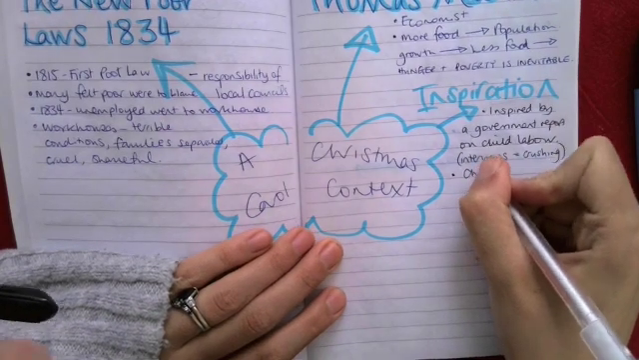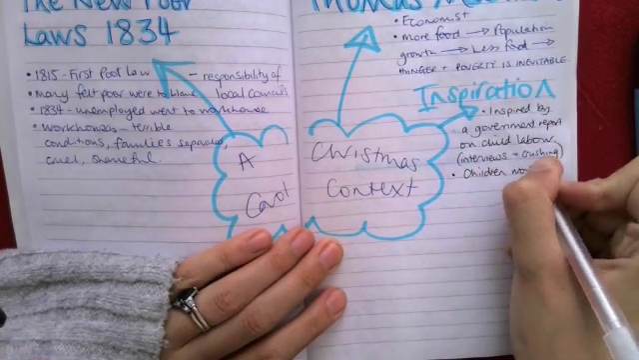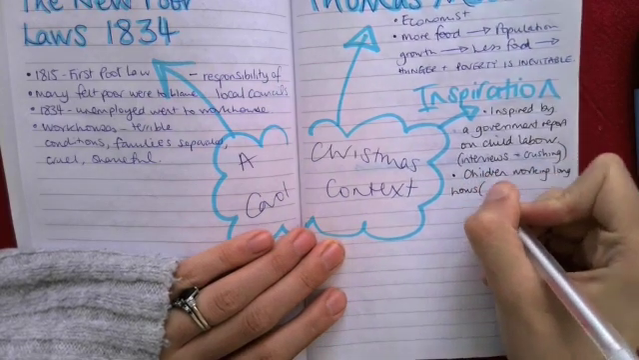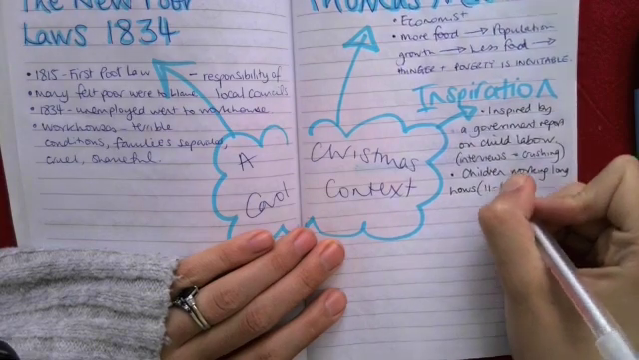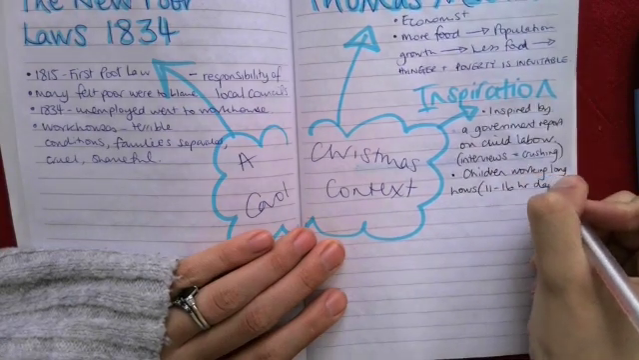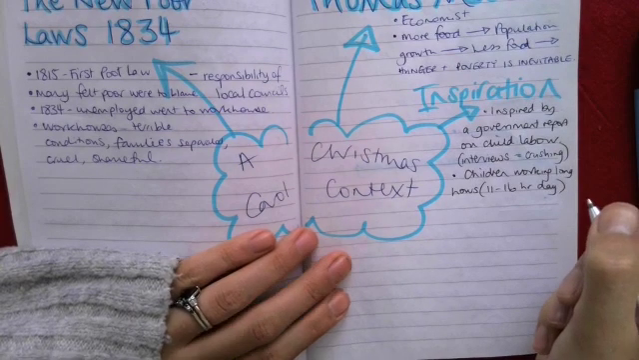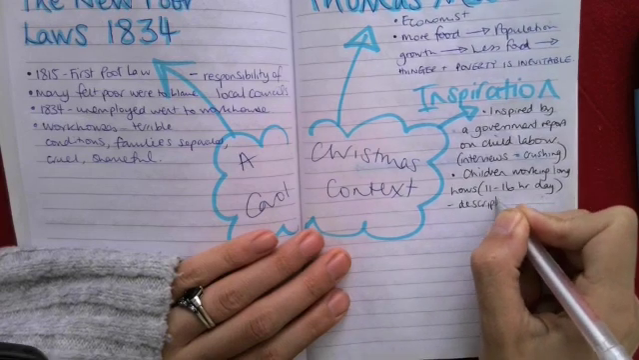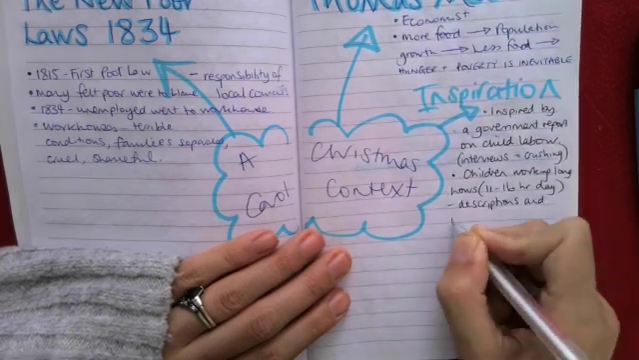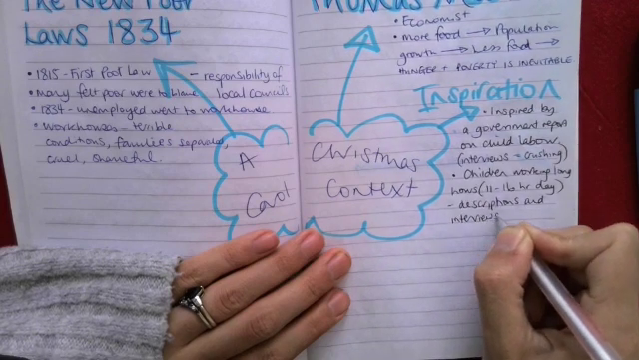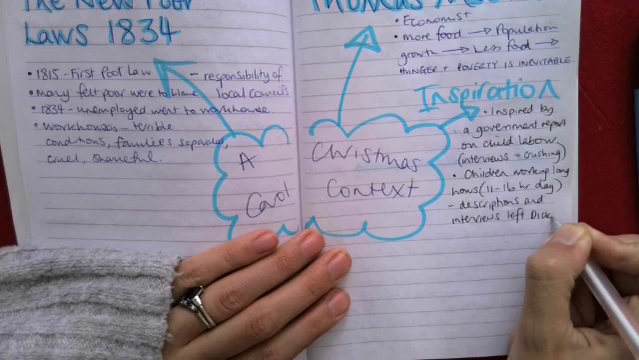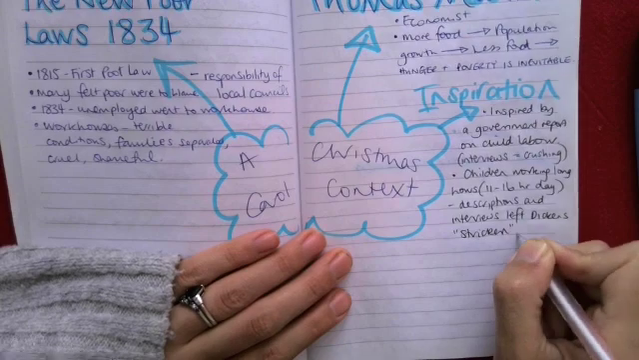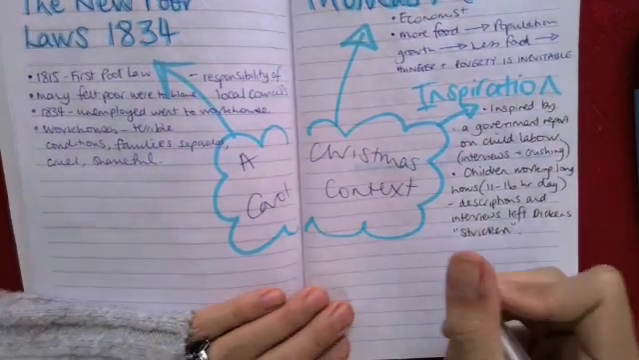So children working long hours. So this is an 11 to 16 hour day. And the descriptions and interviews left Dickens stricken. Okay, now for our third bullet point.